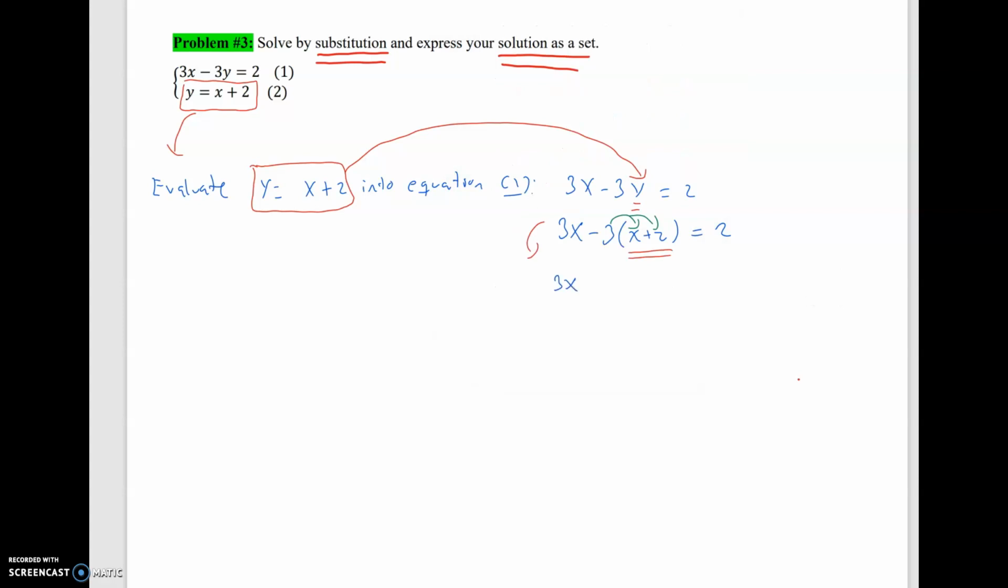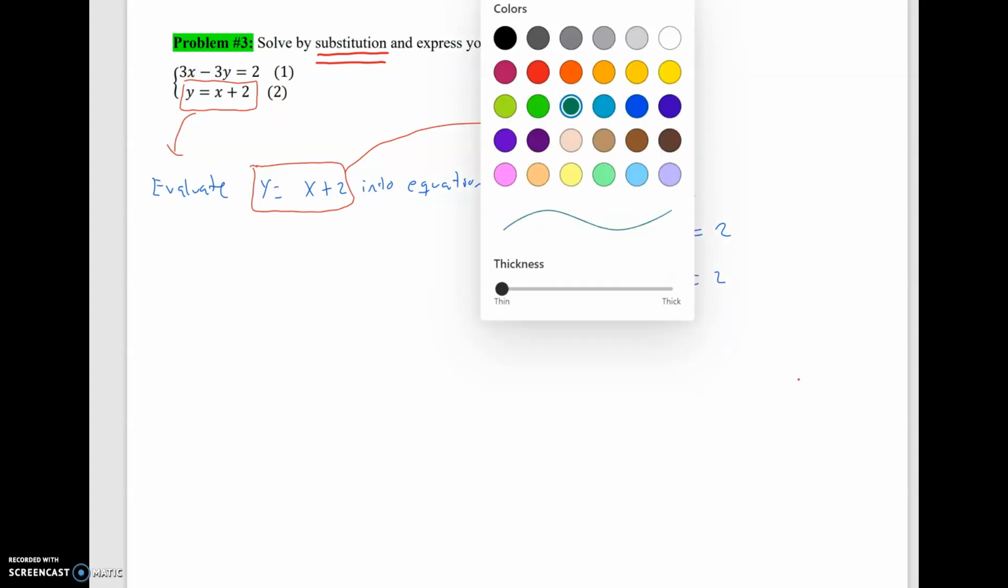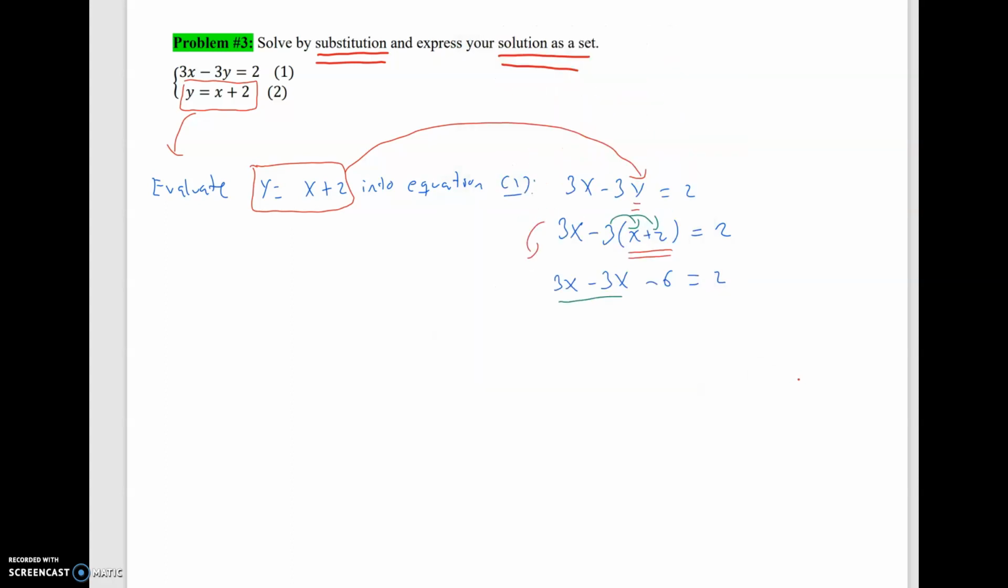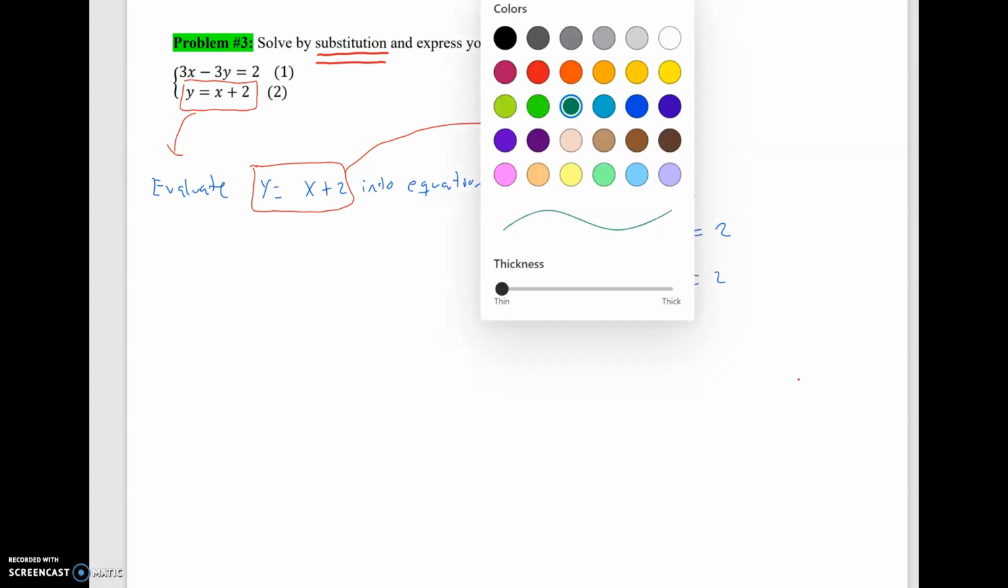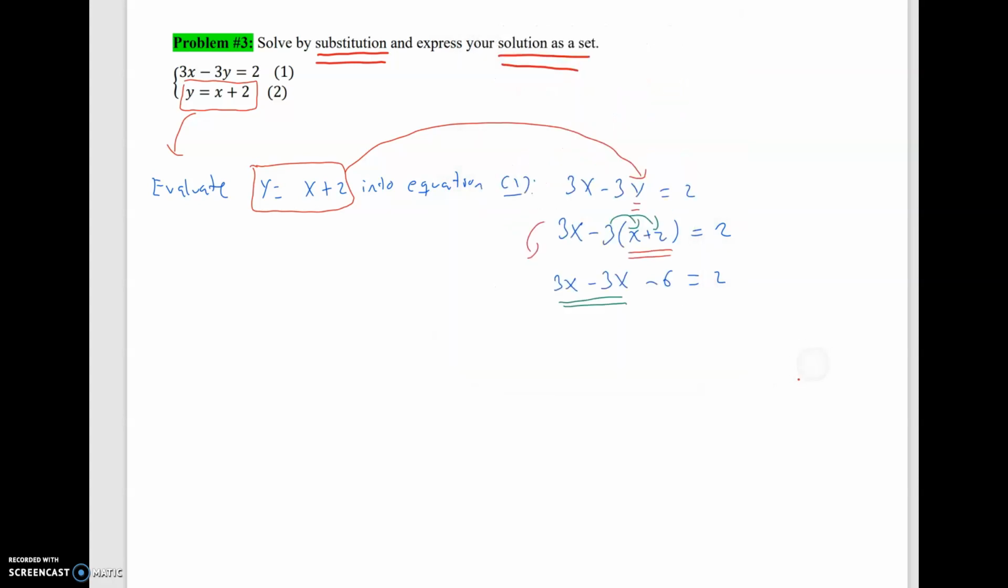So distribute, and we're now looking at the following problem. 3x minus 3x minus 6 is equal to 2, and we run into a minor problem, because your x's actually cancel out. So we end up with 0x minus 6 is equal to 2, which really means that negative 6 is equal to 2, which is technically a false statement.